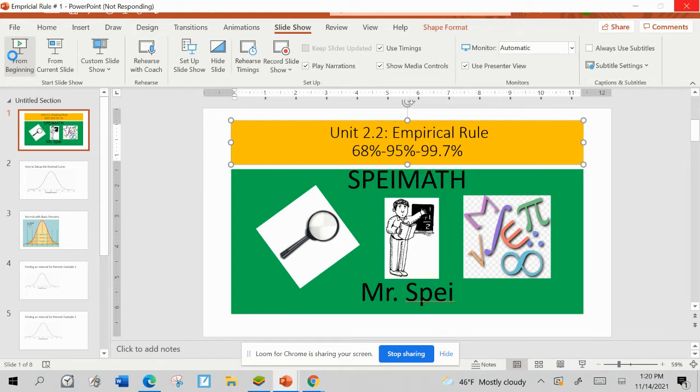So this is from Unit 2.2 in the AP Statistics curriculum. It's called the empirical rule, or the 68, 95, 99.7 rule. Let's give it a few more minutes for it to load.